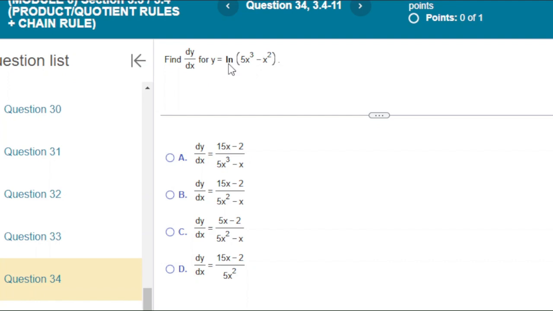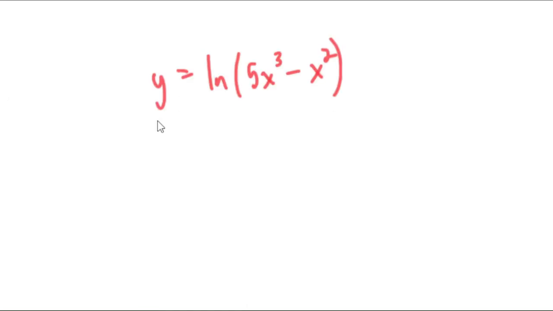Now, what's the derivative of the outside function? What's the derivative of natural log of x? Well, the derivative of natural log of x is 1 over x. But we're not going to put 1 over x. We're going to put 1 over this thing. So here's our function y.